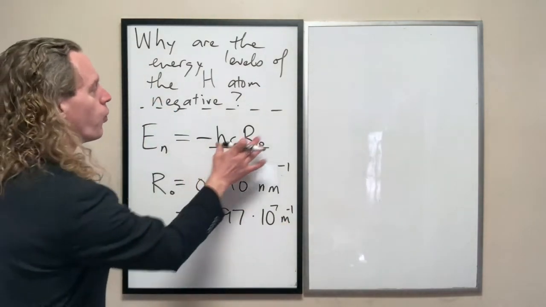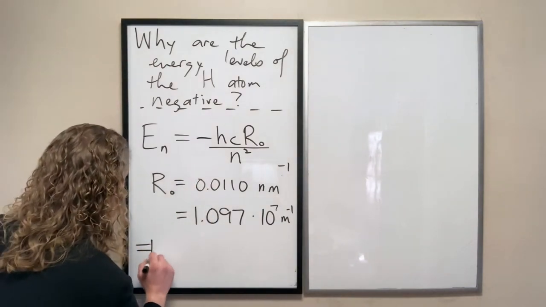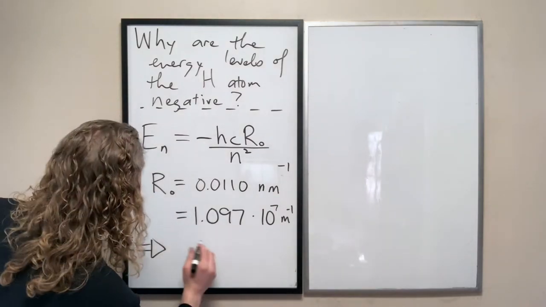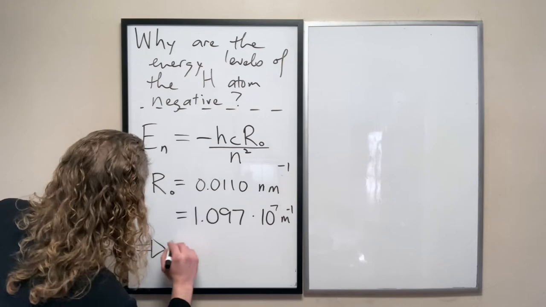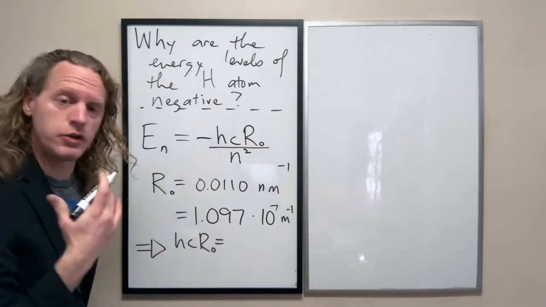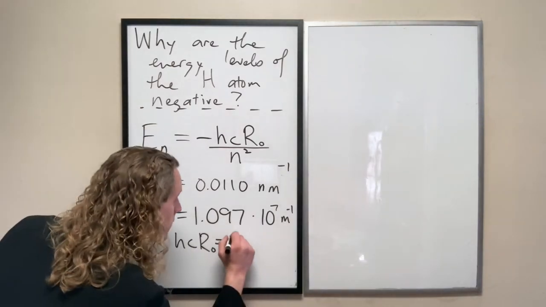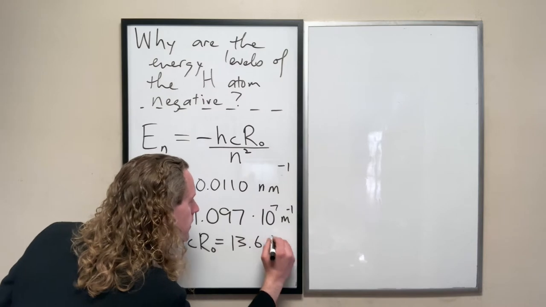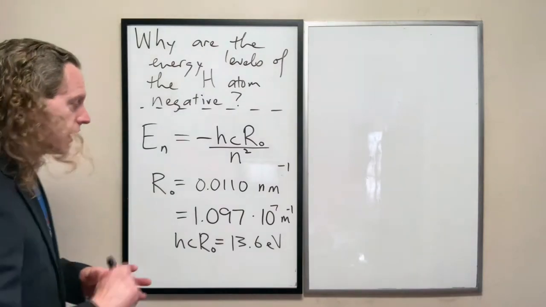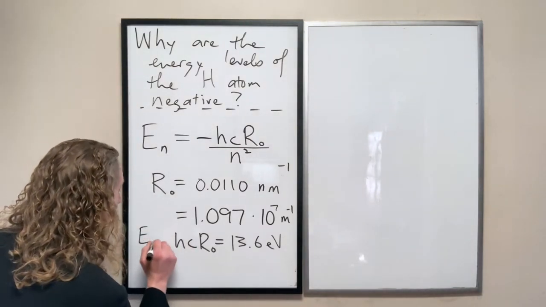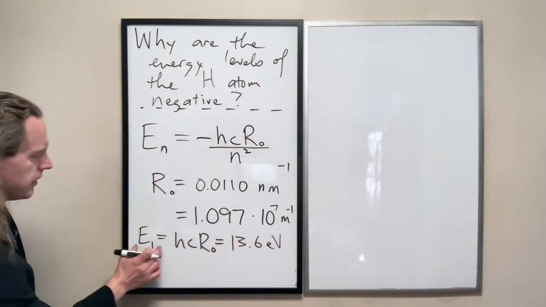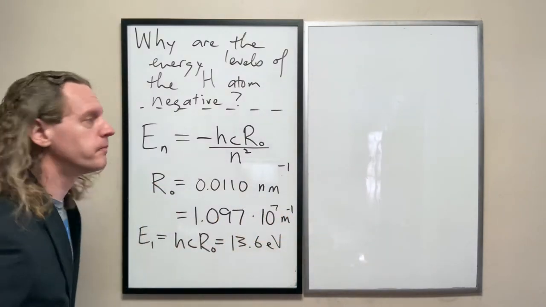And then finally, once you do that conversion and convert all of this into proper units of energy, hc r0 in units of electron volts is, as we found out, 13.6 eV. And I'm actually just going to label this as E sub 1, because when you divide that by 1 squared, obviously, that's what you get. And this I'll treat as the absolute magnitude.